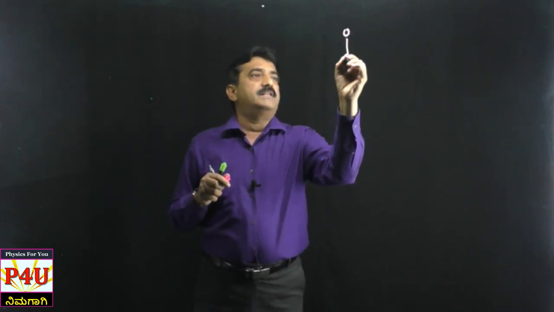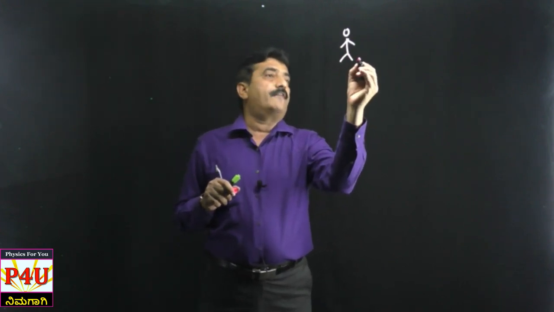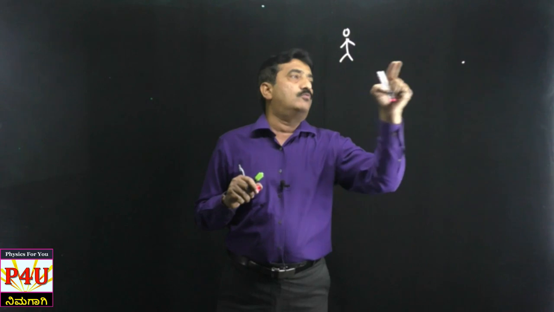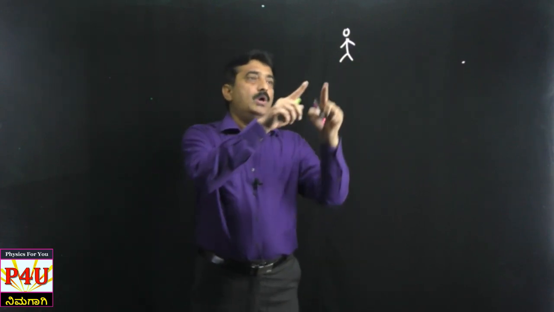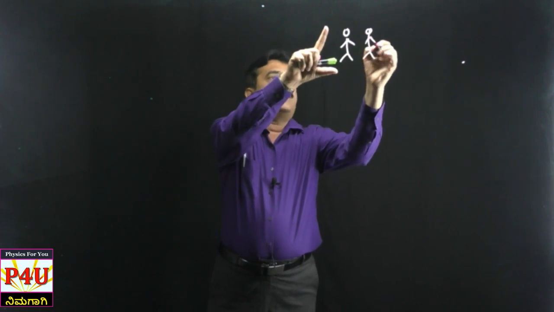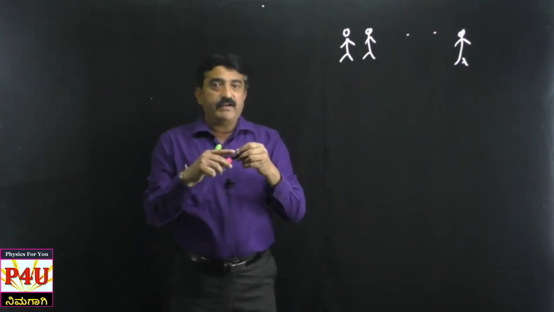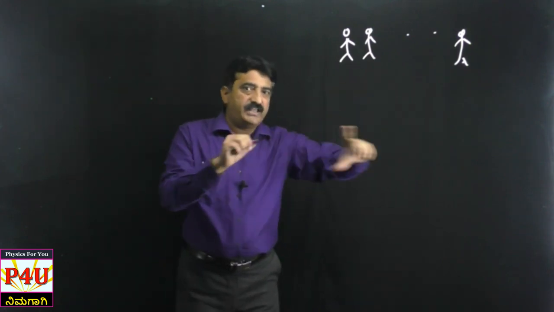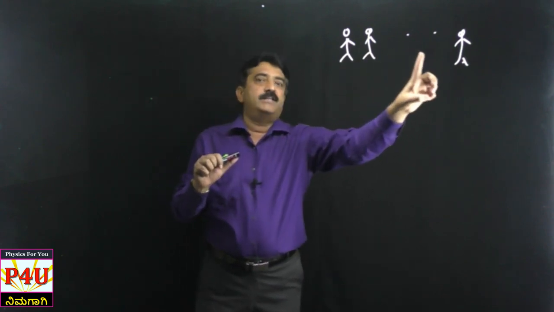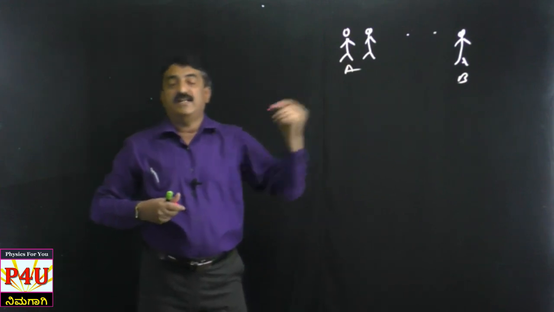Say, for example, I draw one person image like this. Assume that he is going from here to here. I want him to move from here to here. What to do? I draw one image here, I take the photograph, and then I draw one more image here, I take the photograph, like this, like this, and finally I put the last image this way. Then when you run the photos continuously in order, you feel that the person is moving from A to B. This is motional effect.